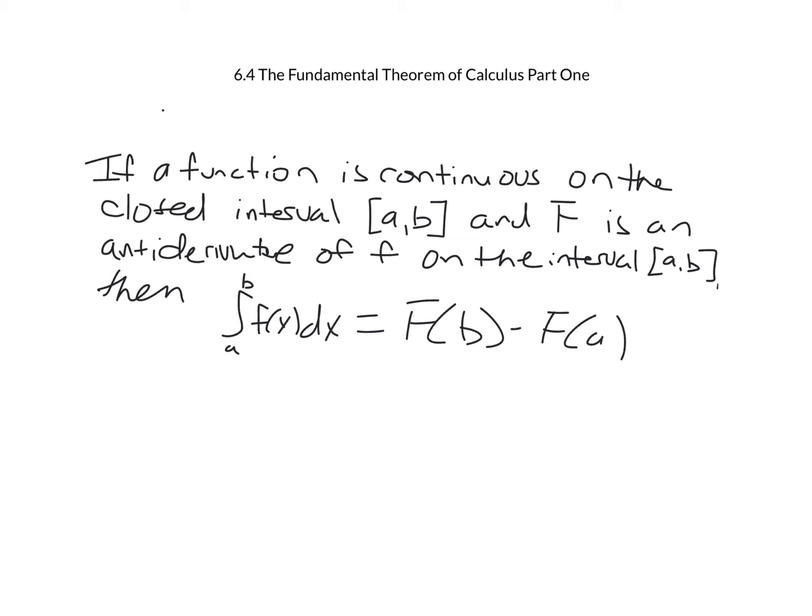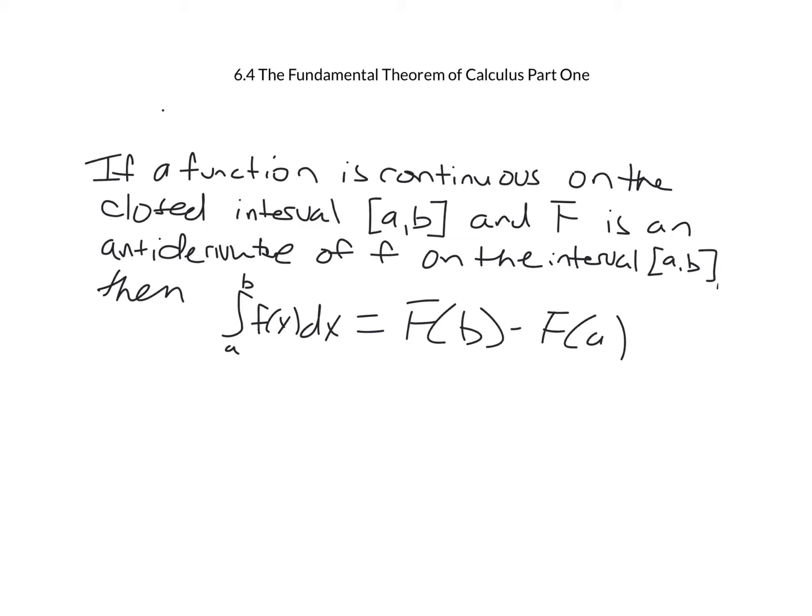If a function is continuous on the closed interval a to b and capital F is an antiderivative of lowercase f on the interval from a to b, then the integral from a to b of f of x dx is equal to capital F of b minus capital F of a. So you just find the antiderivative the way we did in section 1, and then from there you plug in the upper limit minus when you plug in the lower limit. That's your answer, okay? That's all we're going to be practicing for now.